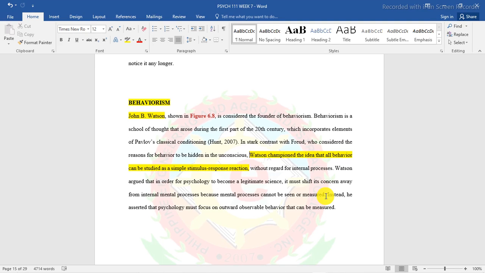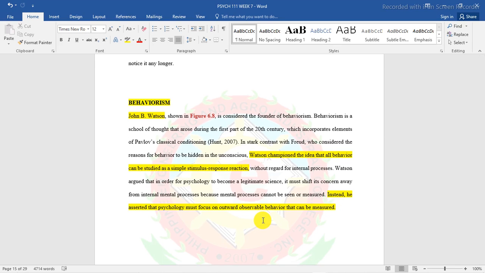Pero somewhat naman, meron din naman point yung internal processes ng brain, because we have biopsychology and neurology, yung na-study about sa neurons. And it has factors naman, kasi related din yung biology natin sa psychology. So instead, he asserted that psychology must focus on outward. Ito yung sabi niya, dapat mag-focus lang tayo sa outward according to John Watson. Asserted must focus on outward observable behavior that can be measured.